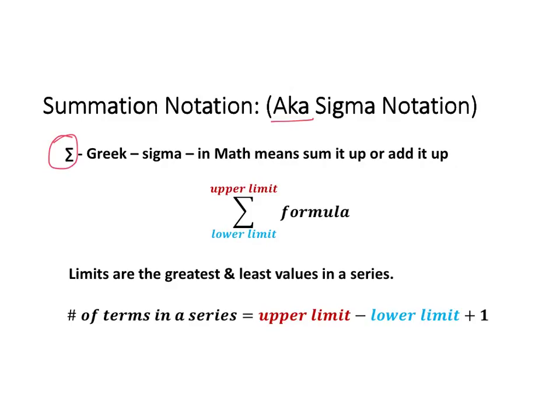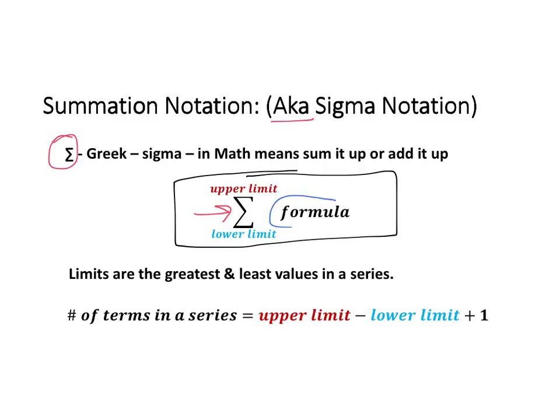Here is the format of what it looks like. You have your sigma, and above it you're going to have an upper limit, and below it you're going to have a lower limit. Those are going to be numbers. And after the sigma notation goes the formula. To find the number of terms in a series when you have sigma notation, it is always your upper limit minus your lower limit plus 1.